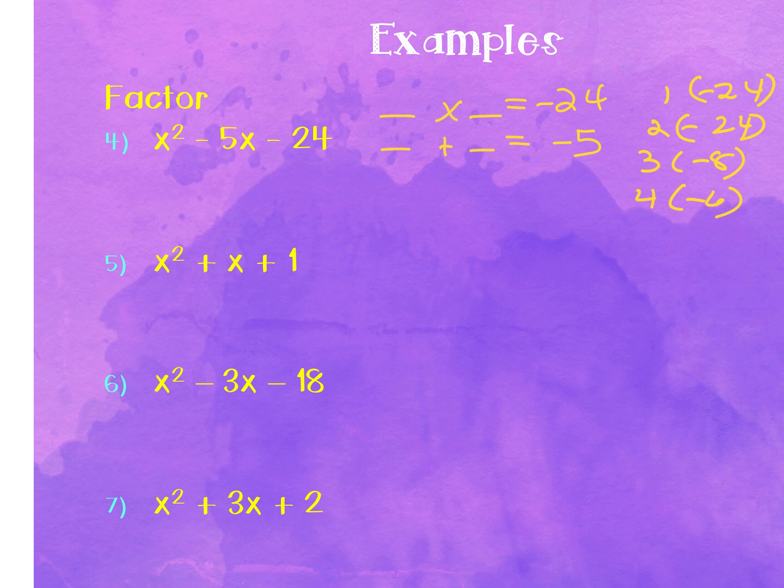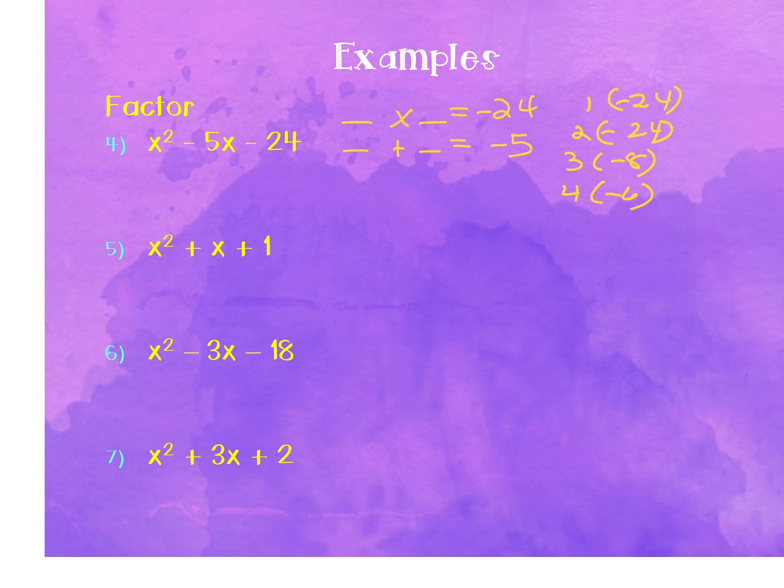Now, out of these four factors, let me go back and add them to find the one that will give me -5. This one, when I add them, -23. This one's -22. This one will give me my -5 that I need. This one gives me -2. So my two factors are going to be +3 and -8. So x plus 3, x minus 8. And again, the order doesn't matter.